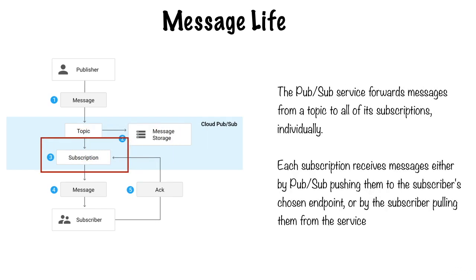A subscription is what receives messages. So when the PubSub service persists messages, it will forward messages from a topic to all of its subscriptions individually. Recall that there are two types of subscriptions, push and pull. In push subscriptions, PubSub will send the message to the subscriber. In a pull subscription, the subscriber will fetch the data by accessing an HTTPS endpoint.